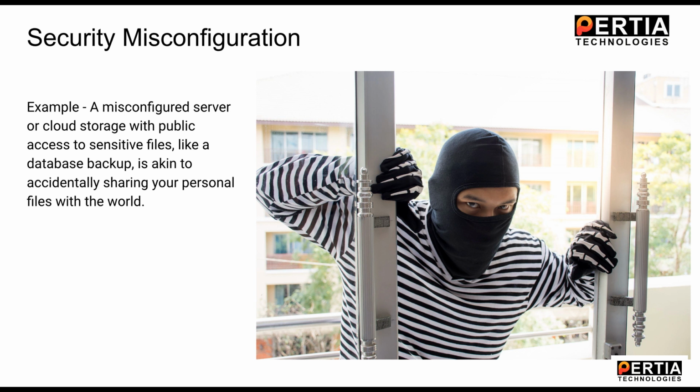The first example here is a misconfigured server or cloud storage with public access to sensitive files, like a database backup. It is akin to accidentally sharing your personal files with the world. Second is open server ports. Now let's illustrate this with an example. Imagine you are running a web server and you have a port open that shouldn't be. From a technical perspective, the misconfiguration occurs because someone forgot to close an unnecessary server port. This oversight creates an open gateway for attackers.